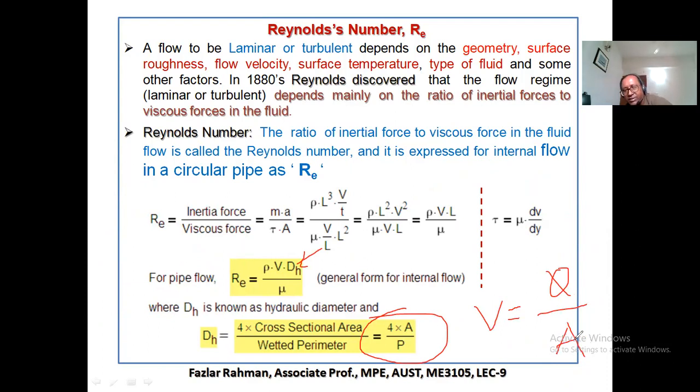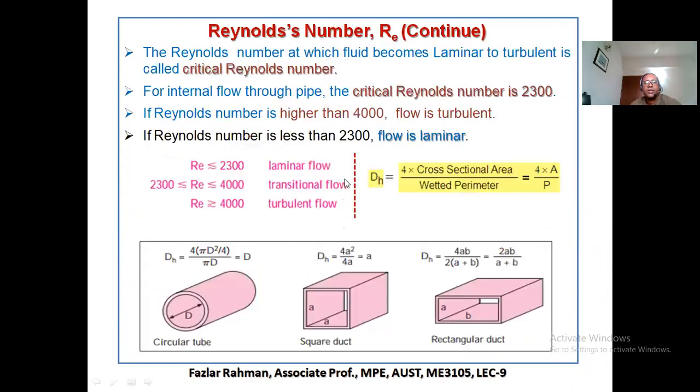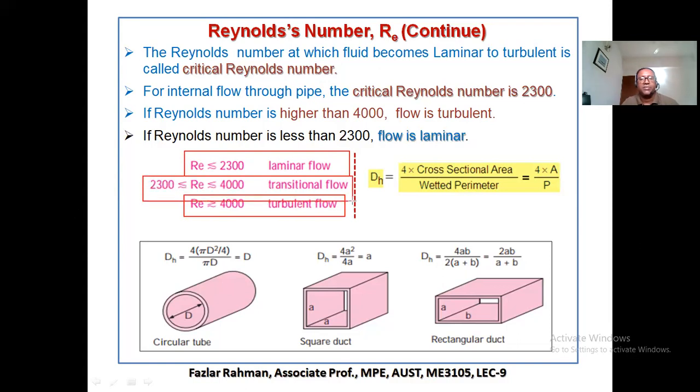Now you need to know the ranges, when it will be laminar and when it will be turbulent flow. So for Reynolds number, if we find less than 2300, then the flow is laminar, for example right over here. If higher than 4000, the flow is called turbulent flow. And in between, 2300 to 4000, that is called transitional. That means, say you have a Reynolds number of 2500, what does it mean? That means the flow is not completely laminar, and also not completely turbulent, it is converting from laminar to turbulent.